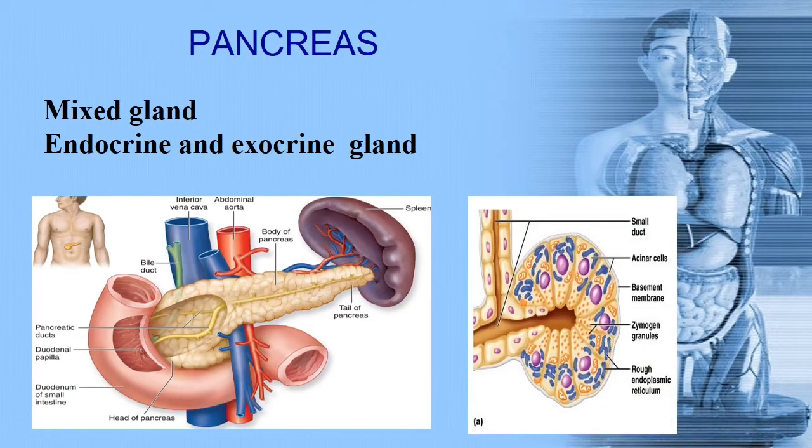First we will see the introduction of the pancreas. The pancreas is a mixed gland, that is, an endocrine and an exocrine gland. It is a ductless and ducted gland. That's why we can say it is a mixed gland.